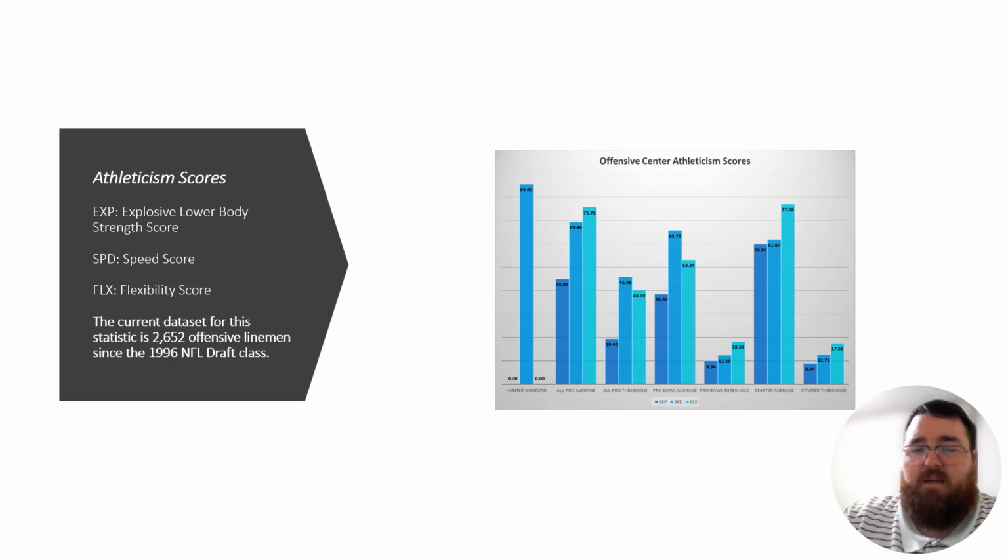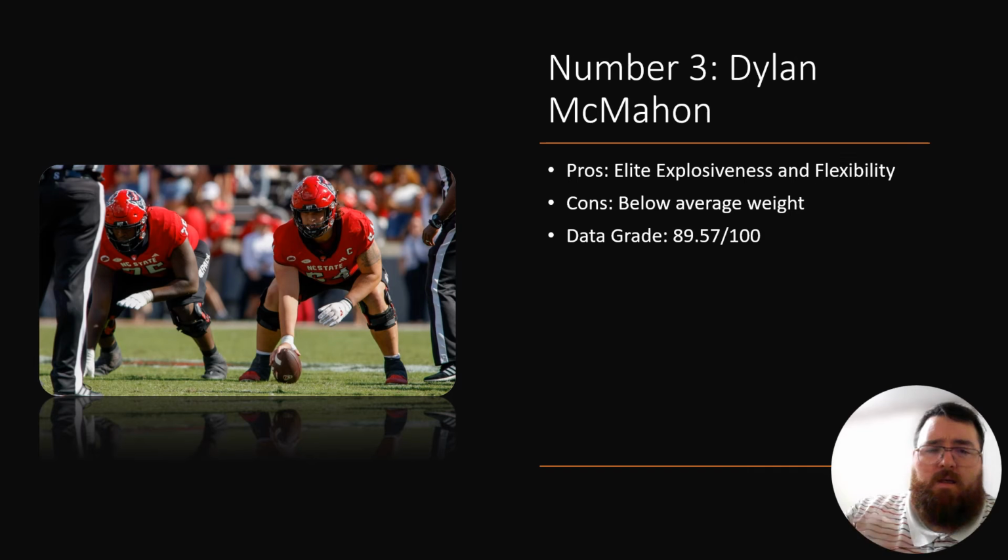And when you look at his speed score, great overall speed score in terms of what his projected speed score would be, and then when you add in the other factors of his level of competition at Penn State and other sort of factors like that, he definitely needs to be at least in the discussion at the top 10 center. Then, of course, we get to number 3 on this list, which is Dylan McMahon, elite explosiveness and flexibility.